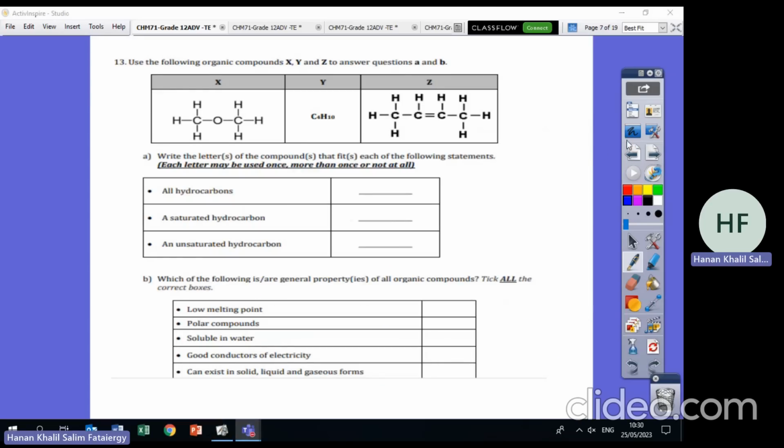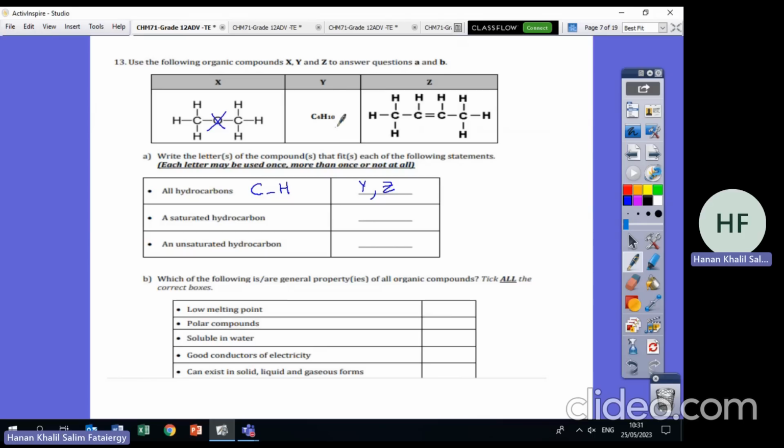Okay, now let's do this practice. Pause the video and answer the questions, and then check your answers. Use the organic compounds X, Y, and Z to answer. Which one is a hydrocarbon? Remember, hydrocarbons are made of C and H only. Okay, this one has oxygen, so this is not a hydrocarbon. This one has C and H only, so it is a hydrocarbon, and this one is a hydrocarbon.